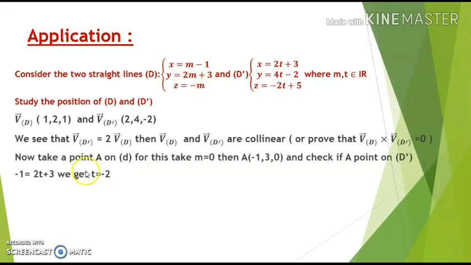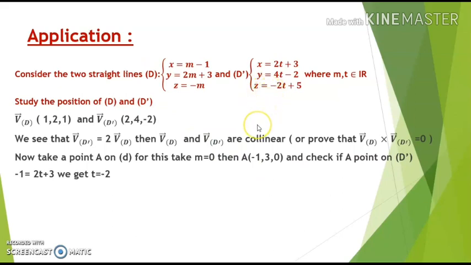Now, for this, take a point on D. For m equals 0, we get x equals minus 1, y equals 3, and z equals 0, named A. So A (minus 1, 3, 0) is a point on D. Let's check if this point belongs to D prime or not.